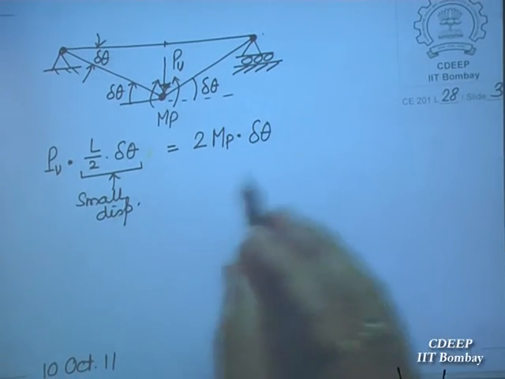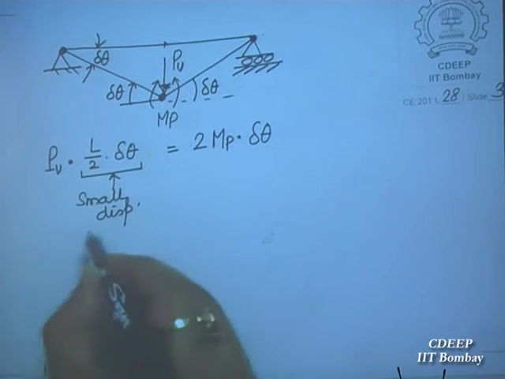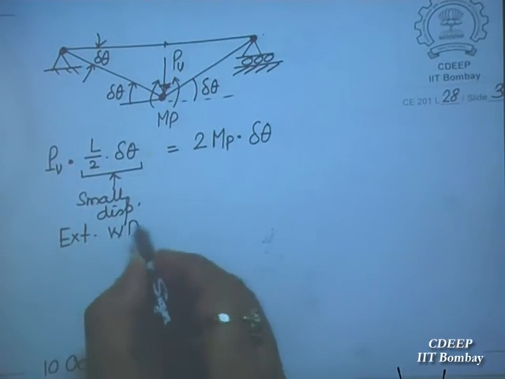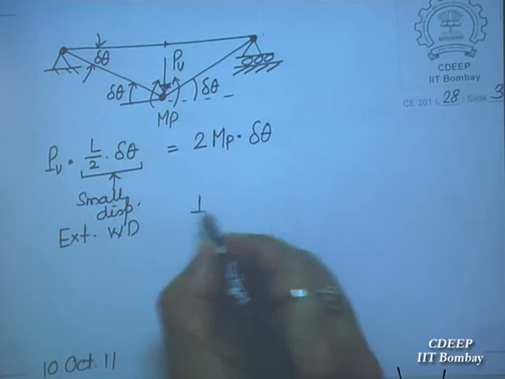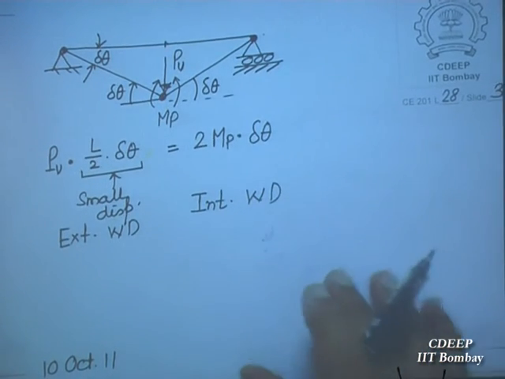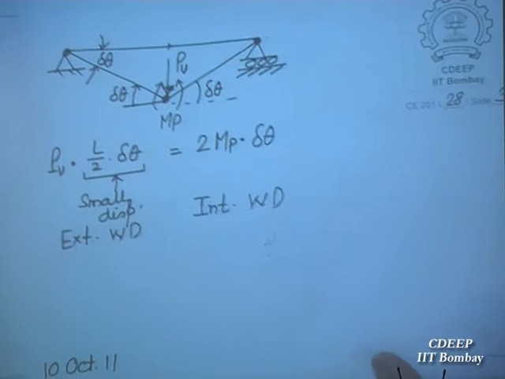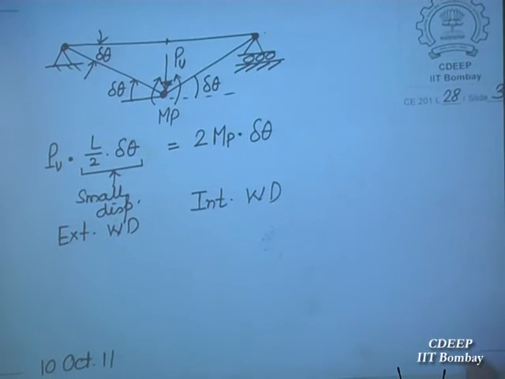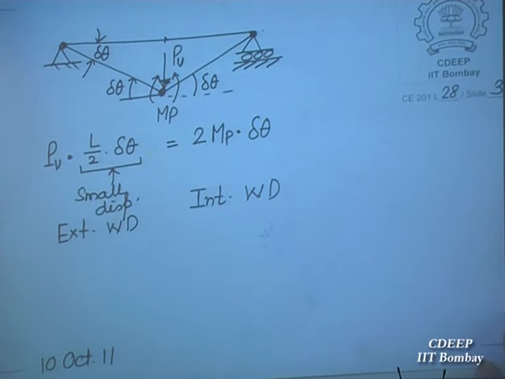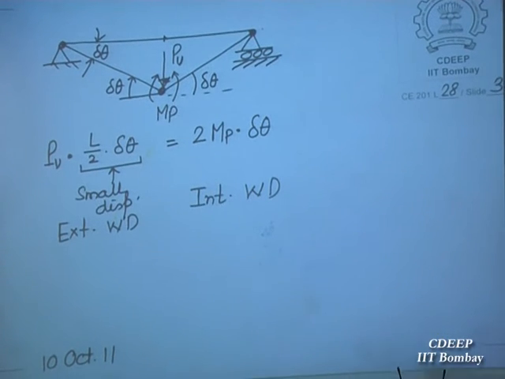So this is the equilibrium condition. That means external work done is equal to internal work done. This is the basic principle. Work done externally and internally must be the same. Otherwise, how did you find out MP? Because of internal stress distribution, MP has come. That becomes equal to the external moment acting on the cross section. So external and internal must always be equal.